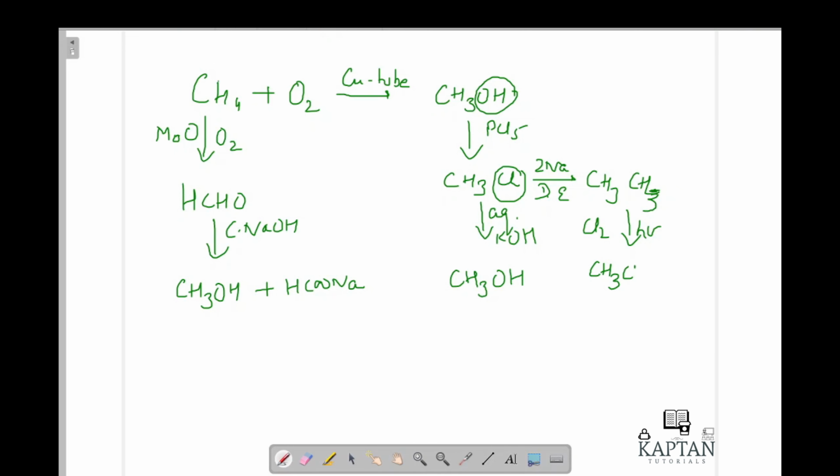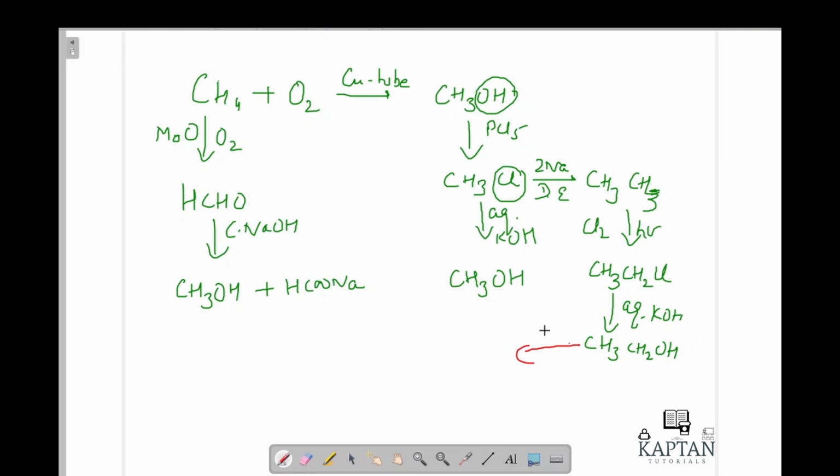It will be CH3CH2Cl, and if I add aqueous KOH to this CH3CH2Cl, it changes into CH3CH2OH. Now again here I will tell you the different reagent. Suppose I use a different reagent, like alcoholic KOH in place of aqueous KOH, then what will I get?